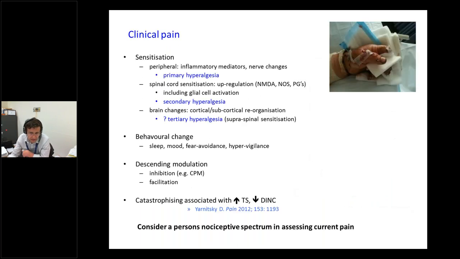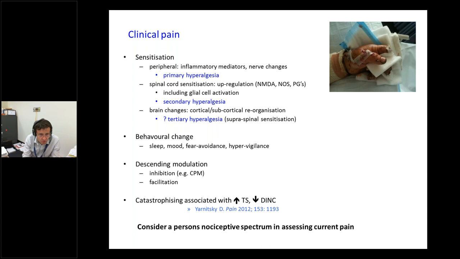Whereas clinical pain is the clinical presentation where there have been changes that have developed. In the short term, it's peripheral inflammation. So there's tissue damage, there's wound sensitivity, and we call that primary hyperalgesia. If it's poorly controlled for long enough, you'll get upregulation of the spinal cord, and we'll refer to that as secondary hyperalgesia, and that can include glial cell activation. So it can activate a neuroinflammatory response within the spinal cord that increases the risk of having persistent pain.